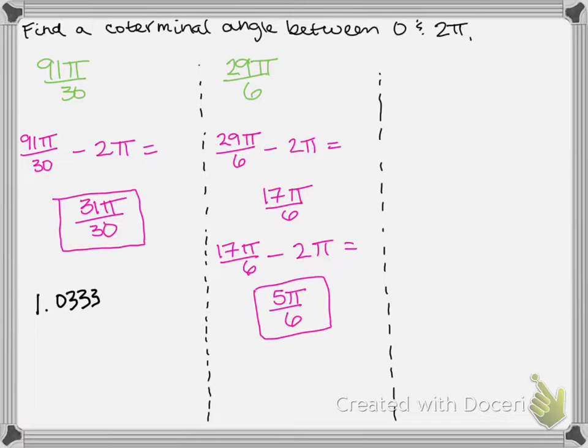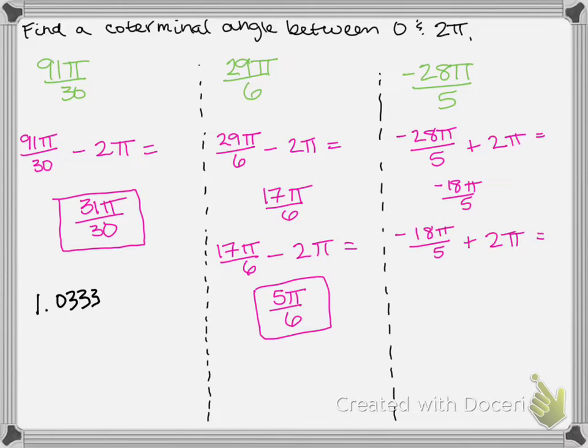All right, last example. Negative 28 pi over 5. Remember, I want my answer between 0 and 2, which is a positive number. And I'm starting with a negative number, so I'm going to add 2 pi. Negative 28 pi over 5 plus 2 pi gives me negative 18 pi over 5. Again, this is negative, and I want my answer to be positive between 0 and 2. So I'm going to add 2 pi again. And it gives me negative 8 pi over 5.